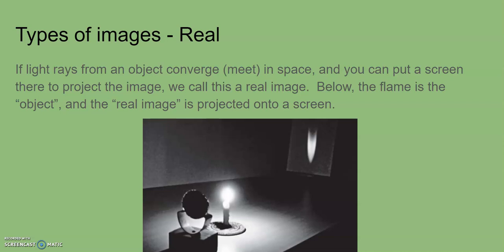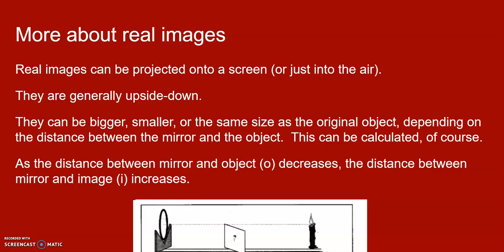You literally, if you put your hand there, you could actually feel the warmth of it, because not just the visible light rays are reflected, also the infrared. Here's another thing that we can say about real images. They can be projected onto a screen or even just into the air. Easy to see if you have a dark room. They're generally upside down. They can be bigger, smaller, or the same size as the object. All of that can be calculated. And as the distance between the mirror and object decreases, the distance between the mirror and image increases until you get to the place where the object is located at the theoretical focal length of the mirror.